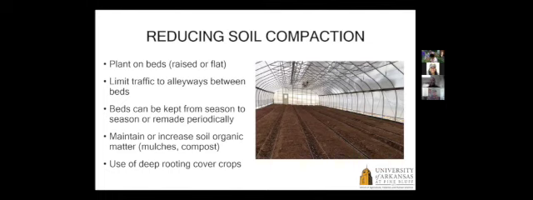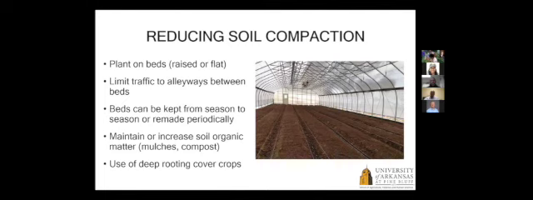Now, those beds, once they're set up, they can be kept from season to season, or you can actually remake these beds periodically, maybe at the end of a planting year or planting season, whatever the case may be. One of the things some operators would do is shift around the positioning of the bed. So maybe one area that was a walkway or alleyway one season is incorporated into a bed space the next season, just so as to keep a rotation and not allow that walkway to be too compacted.